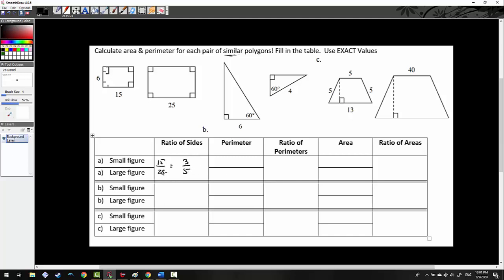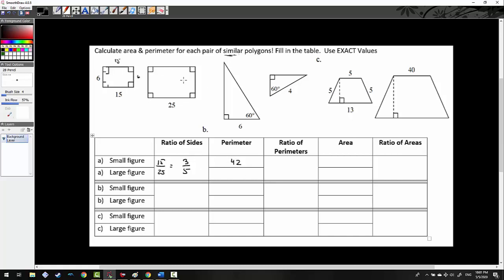Now, how does finding the ratio of sides help me? Well, it helps me to find the perimeter of the larger rectangle. I can find the perimeter of the small rectangle fast because this side is going to be 6 and this side is going to be 15. So if I do 15 plus 15 plus 12, that's 30 plus 12, which is going to be 42.